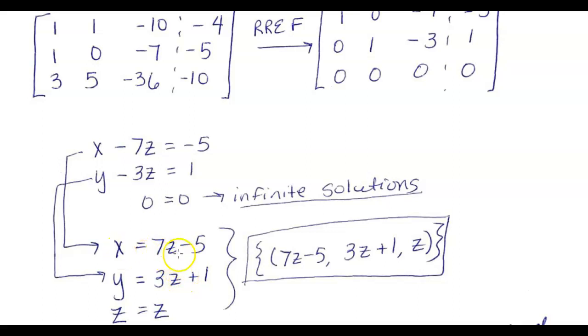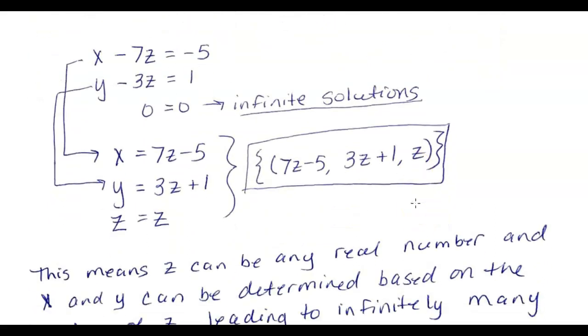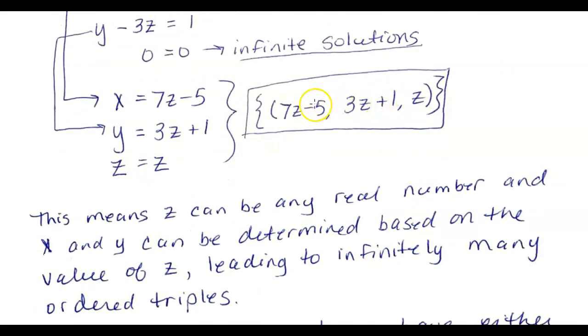So our x value is 7z minus 5 in the ordered triple. The y coordinate of the ordered triple is 3z plus 1. And z is basically any real number that I want it to be. So this is still saying infinite solutions. It's just saying that if I choose any real number for z, then I can figure out what x and y go with that particular choice using these formulas. So this means z can be any real number, and x and y can be determined based on the value of z, still leading me to infinitely many ordered triples, because I have infinitely many choices for z.